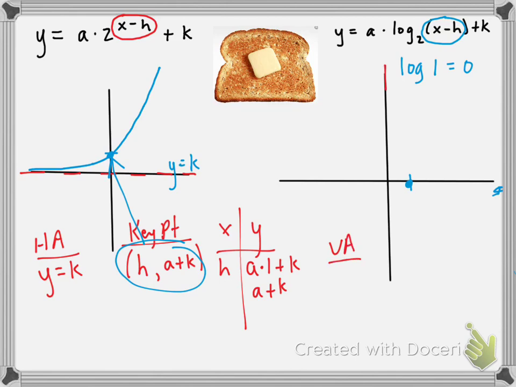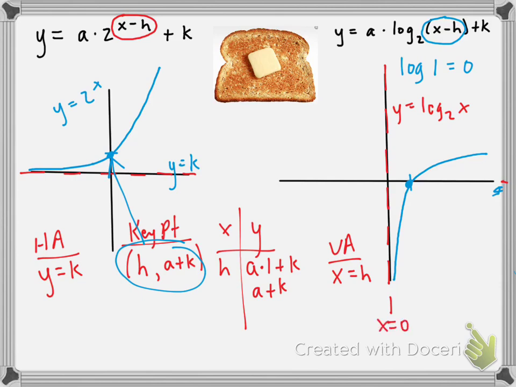The vertical asymptote is x equals 0, but whatever makes the argument 0, so it's actually x equals h. So for y equals log base 2 of x, we have this graph, and the graph looks like this. We know that y equals 2 to the x has a horizontal asymptote at y equals 0, and y equals log base 2 of x has a vertical asymptote at x equals 0.